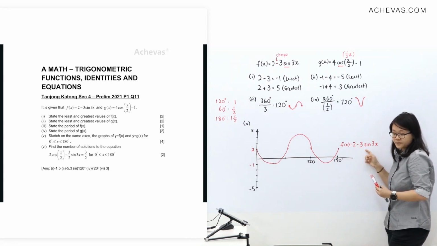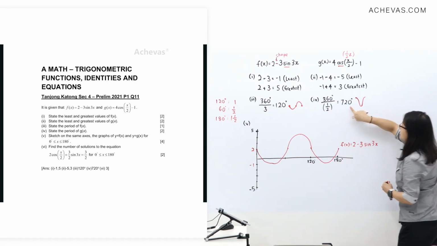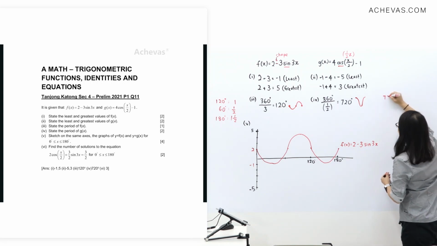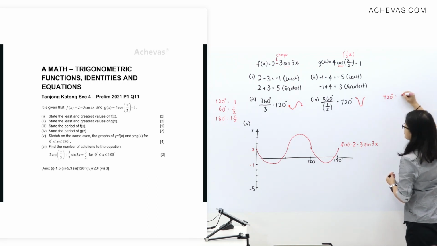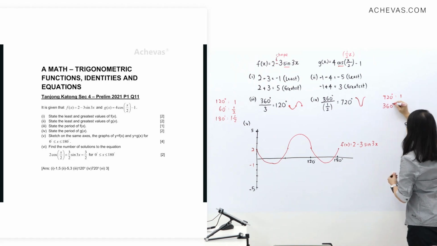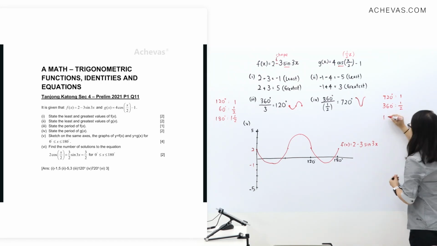There's one graph. Second graph here, we have 720 to draw this one full graph. I'll do one full graph at 720. So let's halve this value, so I draw half a graph. I need 120, and then I halve again.